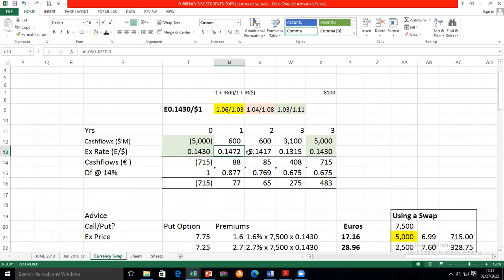1472, 1417, 1315. The euro is depreciating, isn't it? For every $1, you're getting a reduced number of euros. Have you noticed? Getting less. The same 600, you get 88. There you get 85. Then you discount.